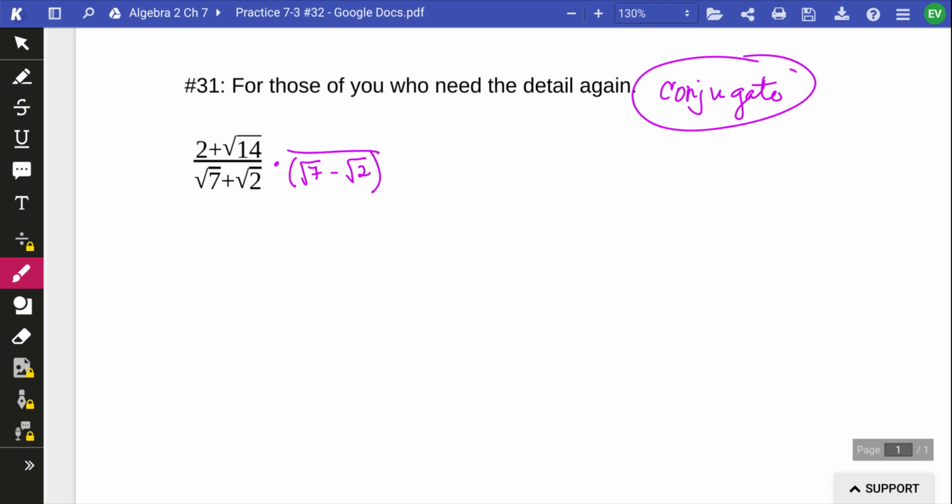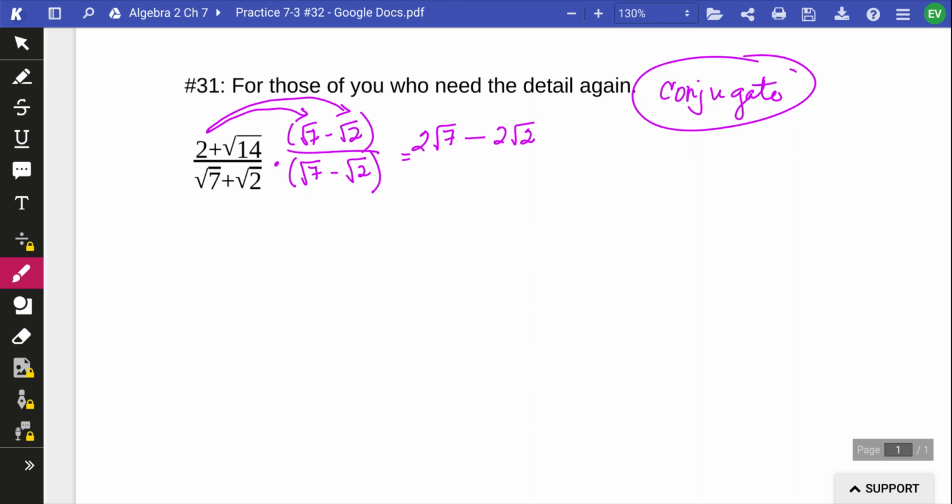If I do that in the denominator, I also have to do that in the numerator. And remember, we're targeting the denominator because the denominator is where we don't want to have our square roots. Okay? So at this point, we just have two binomial things to multiply out. So we're just going to FOIL them. Remember, first, outer, inner, last. So in our numerator, we're going to do 2 times the square root of 7, which is 2 root 7. And we're going to do 2 times the square root of 2, so that's minus 2 root 2.